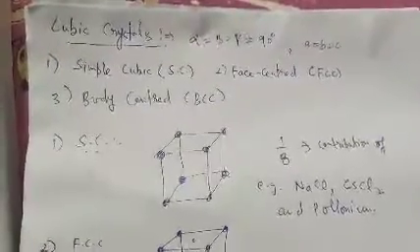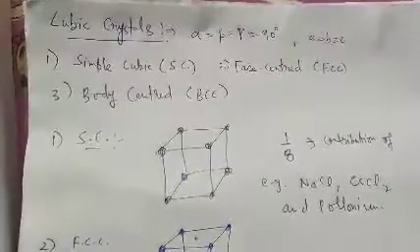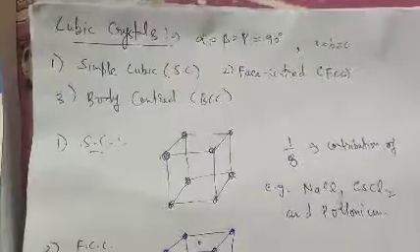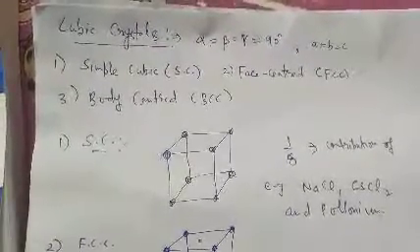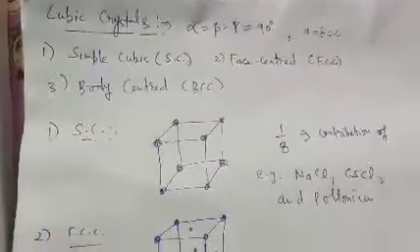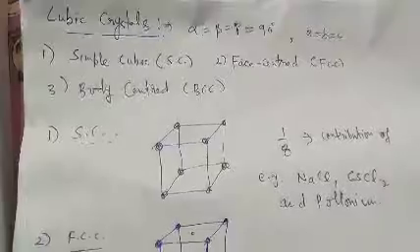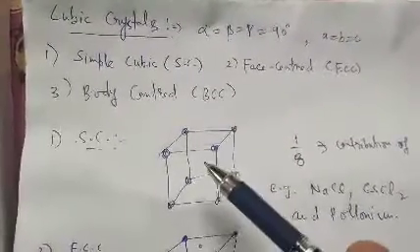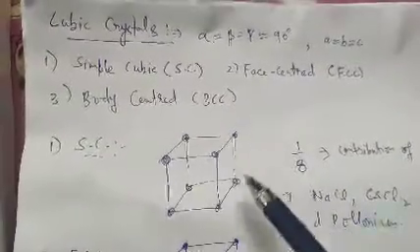So this cubic system is further divided into three kinds of subsystems. First is simple cubic system, second is face centered cubic system, and third is body centered cubic system. So let us discuss what is simple cubic system. Simple cubic system unit cell has a simple cube which has 8 corner atoms.